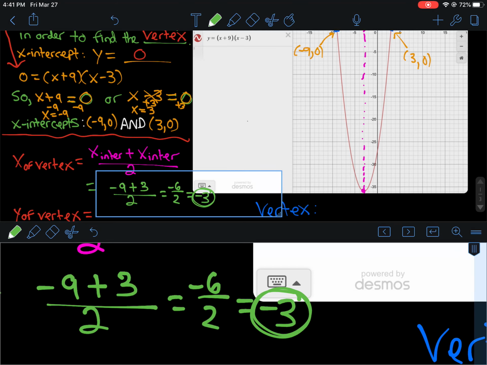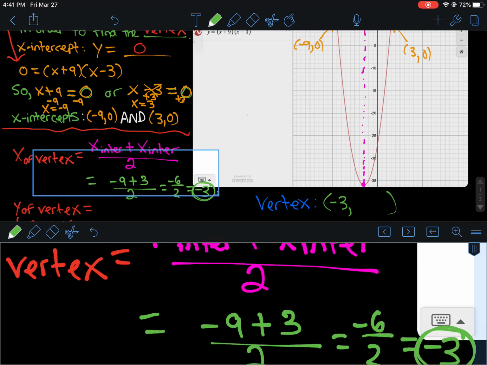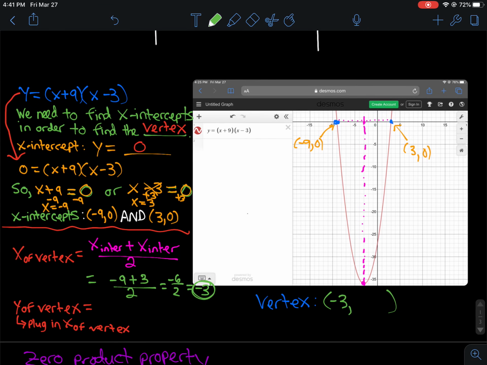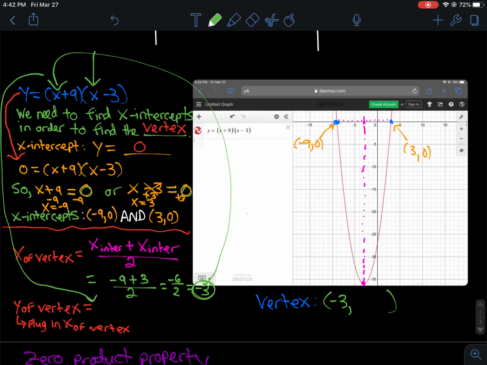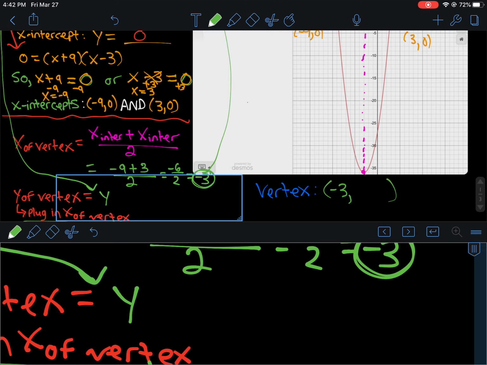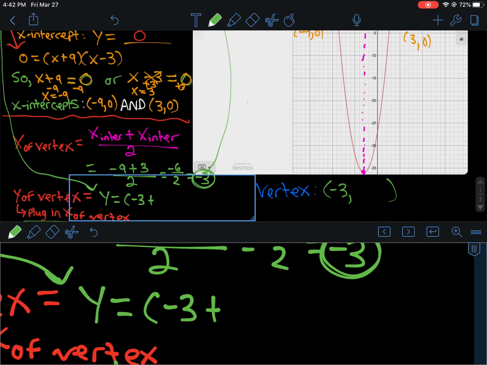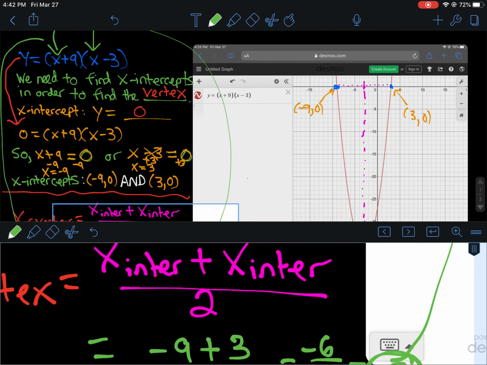Now, once you get the x of your vertex, it's very similar to yesterday's lesson. You just plug it back into the equation. If you look up here, this is my equation. There are 2 spots where I'm plugging into x. I'm plugging -3 into x, and then you can find the y of the vertex by plugging in the x of the vertex. So I'm going to come down here. My y of the vertex is going to be y equals -3 plus 9, parenthesis, -3, and then it'd be -3.